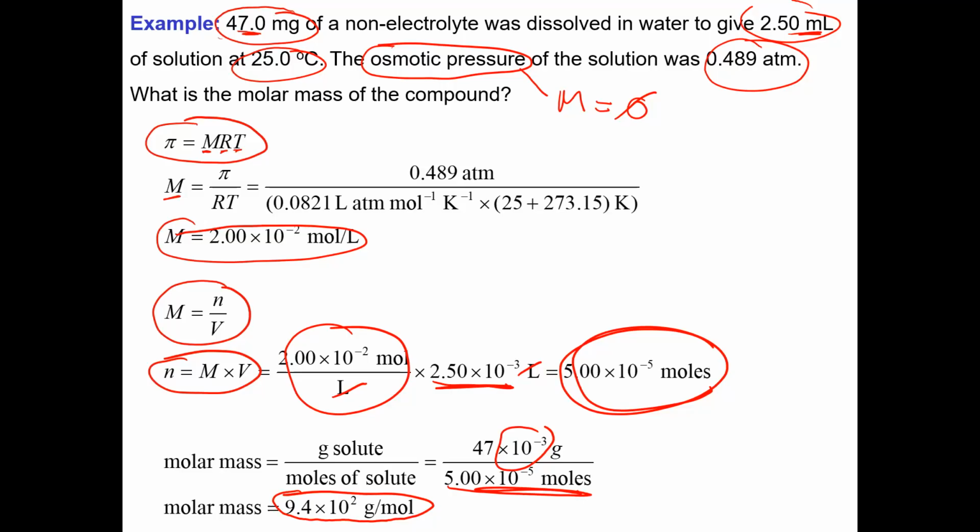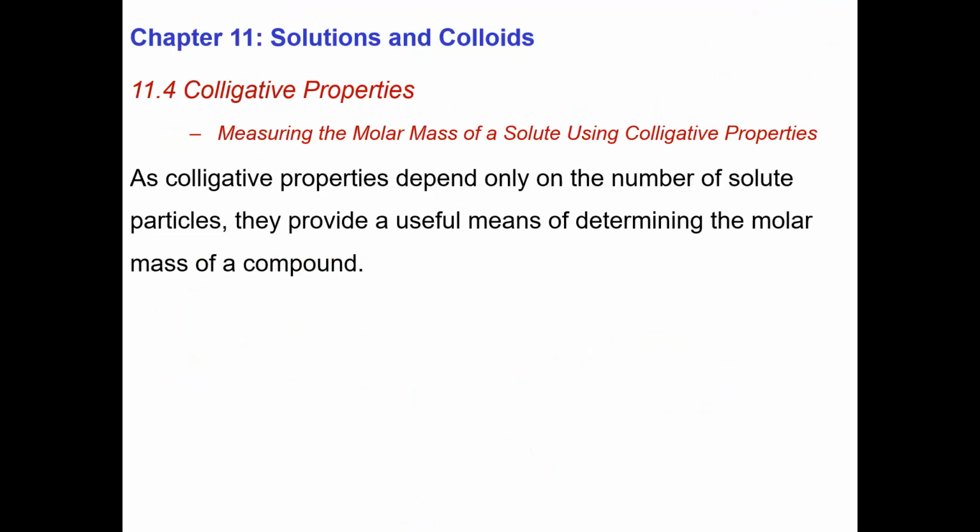So really, there's just two kinds of problems. Those where we're going to use osmotic pressure data and those where we will use boiling point elevation or freezing point depression data. Either way, if you study these kinds of problems, you should be able to use a colligative property determination to figure out the molar mass of a compound. So that concludes the video for section 11.4, which is concerned with colligative properties.